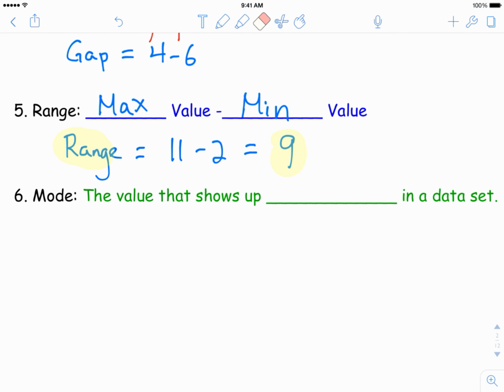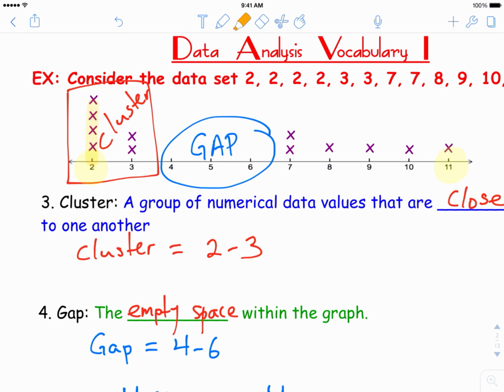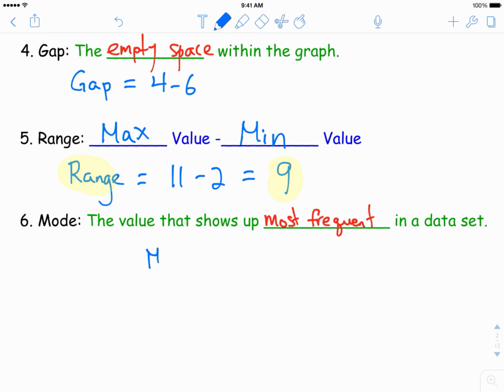The last word on the list is the word mode. It is referring to the value that shows up the most frequently in a dataset. On this line plot, all you are looking for is the tallest column of X's, which is at 2 in this example, so the mode equals 2.